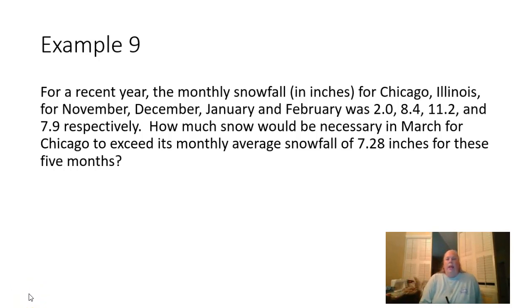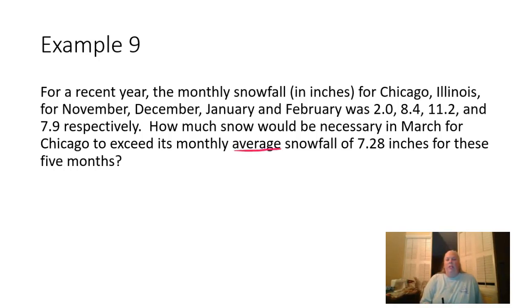Example 9 you can see is an application problem of these inequalities. For a recent year, the monthly snowfall in inches for Chicago, Illinois for December, November, January, and February was 2.0, 8.4, 11.2, and 7.9 respectively. How much snow would be necessary in March for Chicago to exceed its monthly snowfall average of 7.28 inches for these 5 months? Okay, so things that we know.